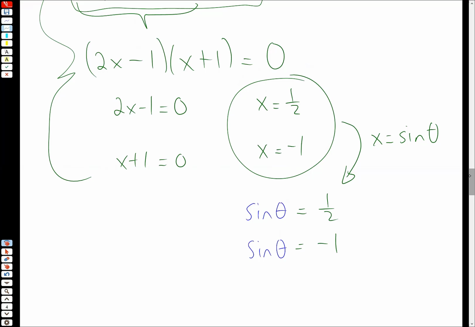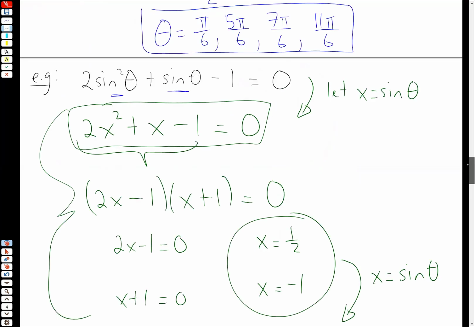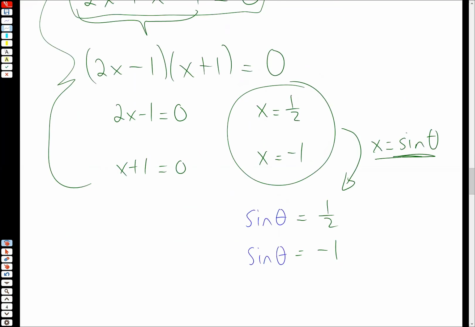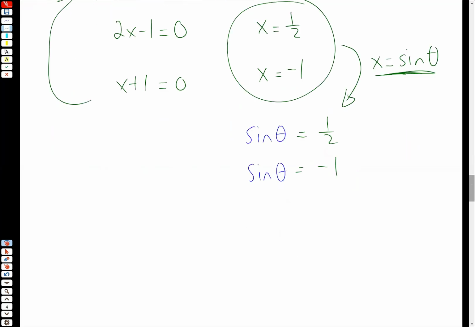In any case, if your equation looks like a quadratic equation, substitute your trig function for x, solve the equation like you would normally, and then at the end, resubstitute. Now we're not done, we're almost done, but now we have two equations here. Sine of theta is equal to 1/2, sine of theta is equal to -1. So we look at our unit circle. When is the y coordinate 1/2? When is the y coordinate -1?